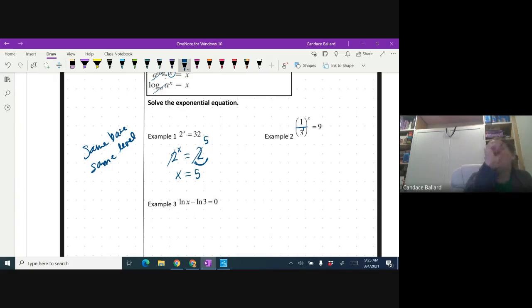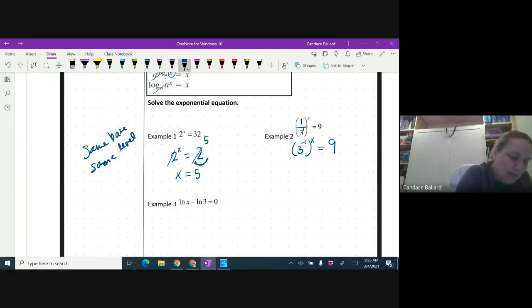I want to bring it upstairs because I need to get this on the same level. So what do I need to do to that 1 to bring it upstairs? Can you tell me in the chat? I got one person. I'm going to see if anybody else. Okay, good. All right, good. We got to make it negative, right? So to bring it upstairs, I'm going to go 3 to the -1 to the x equals 9.